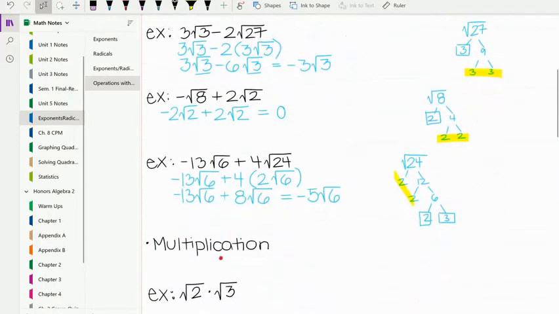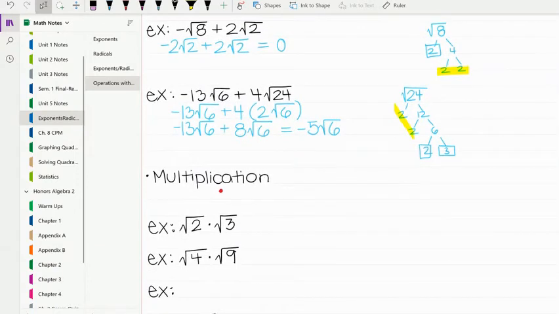Okay. Moving along to multiplication. So our first little bullet point here is almost like our properties that we did. If I have the square root of A times the square root of B, what that really means is the square root of AB.